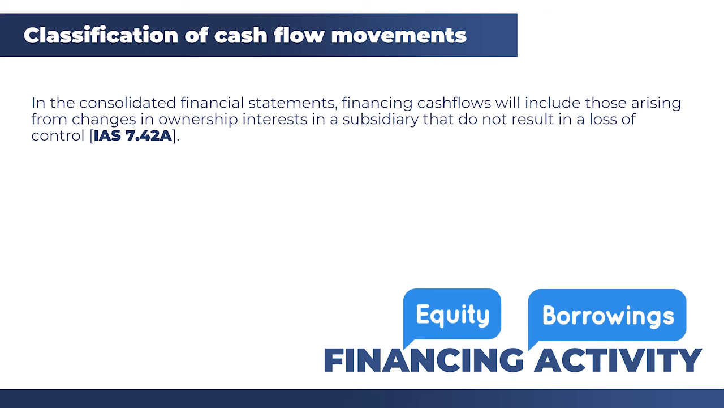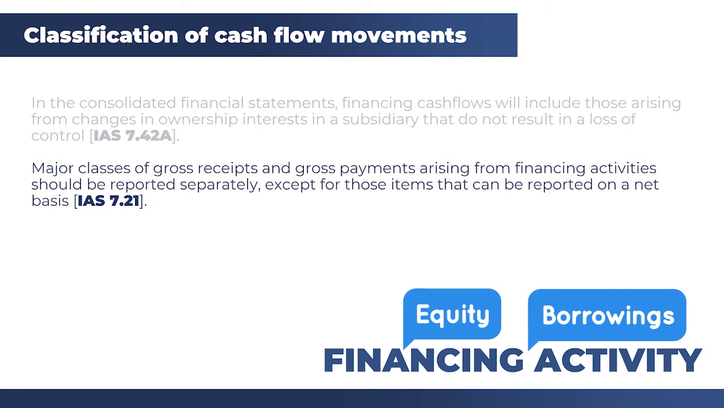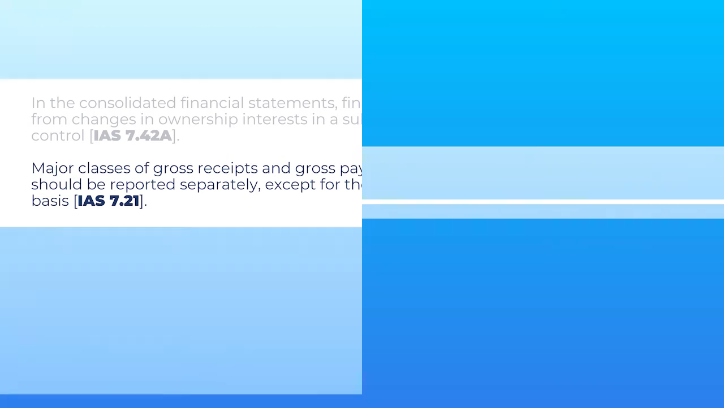Major classes of gross cash receipts and gross cash payments arising from financing activities should be reported separately, except for those items that can be reported on a net basis. We will discuss this net basis of presentation in the following slides.